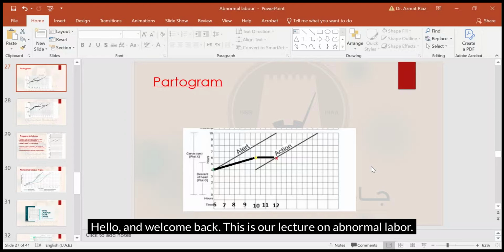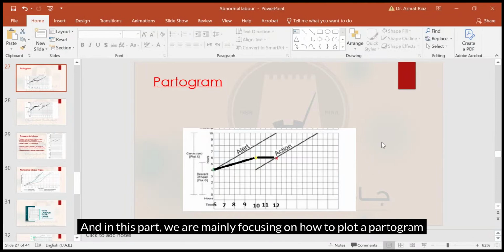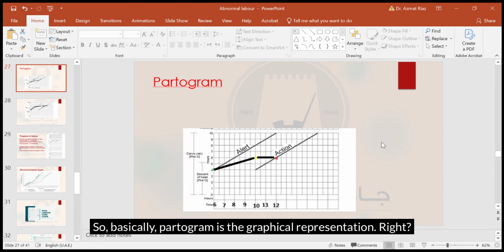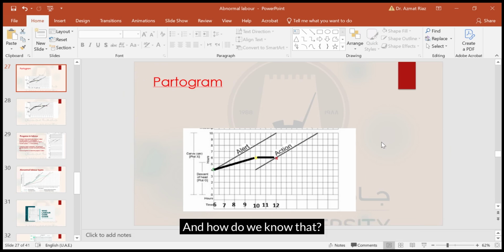Hello and welcome back. This is our lecture on abnormal labor, and in this part, we are mainly focusing on how to plot a partogram and how to interpret it. So, basically, a partogram is the graphical representation of how slow or how quick the labor is progressing, or whether it is normal, and how do we know that?